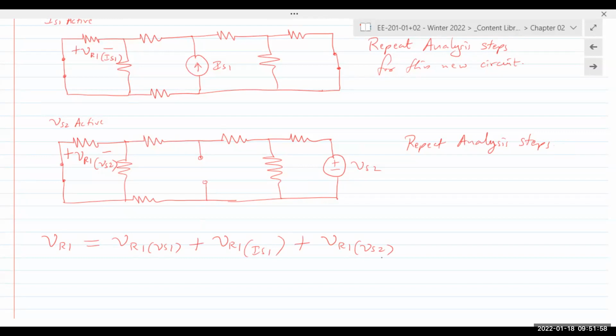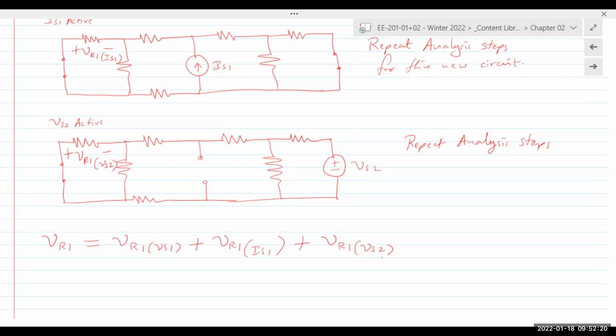Imagine if you had to find all of the resistor voltages and all of the resistor currents. How many resistors do we have? 1, 2, 3, 4, 5, 6, 7. That's 7 times 3, 21, plus the occurrence 21. So 42 quantities. You would have to find 42 quantities.